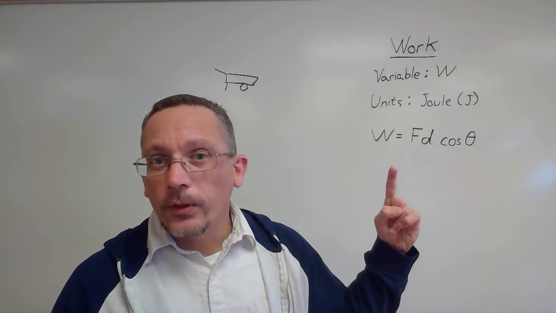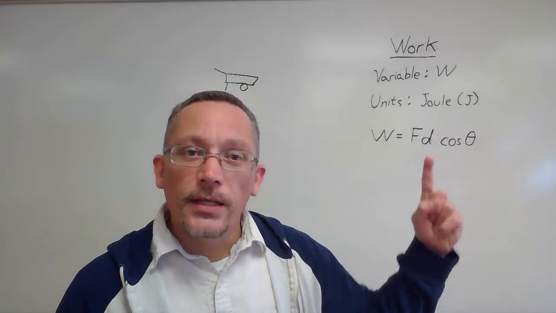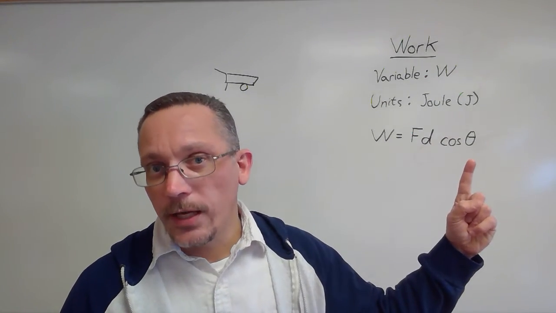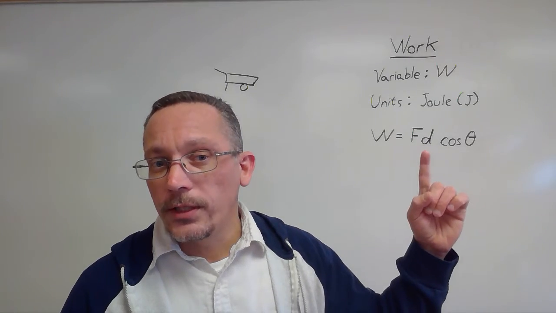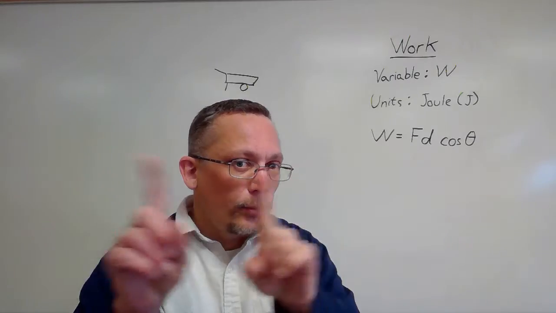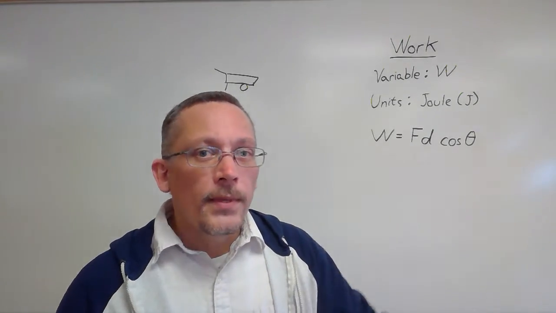We can calculate the work done on an object by taking the force that's applied to it, times the distance that it moves under that force, times the cosine of the angle between the force and the distance. Force and distance are both vectors, so there's an angle between them, and that's the angle we're talking about there.